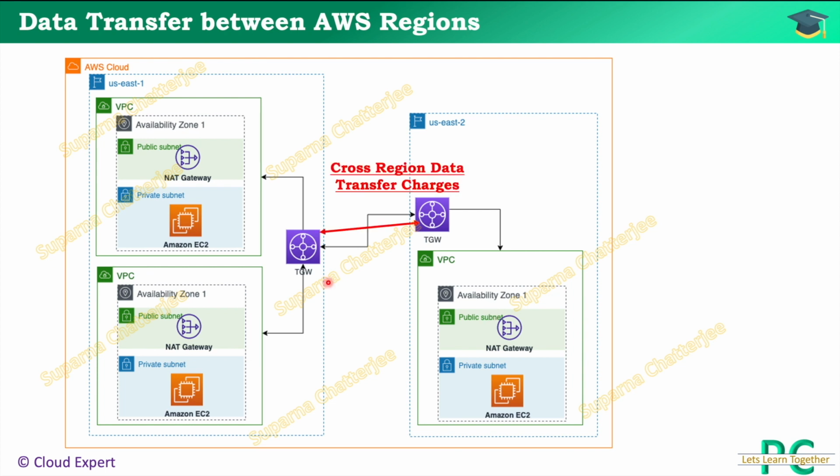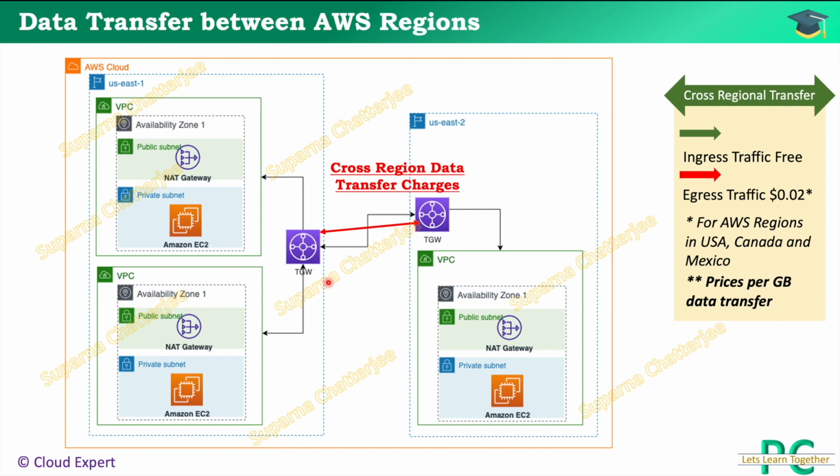Now when you are trying to send data between two regions using the Transit Gateway, you are going to pay cross-region data transfer. Ingress traffic is free, but you are going to pay for egress data transfer, and egress charges will be 2 cents per GB of data you transfer. As you know, AWS Transit Gateway charges per GB of data processing. For this architectural diagram, we have used 2 Transit Gateways, and we will pay the data processing charges 2 times.